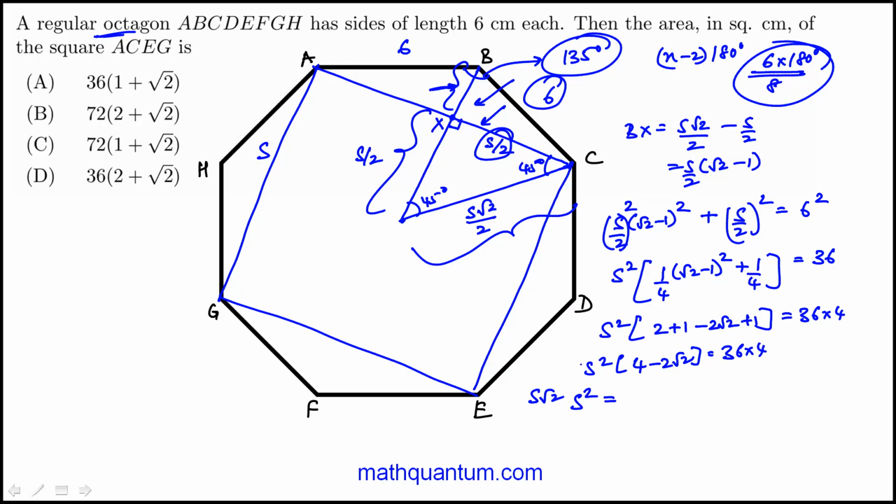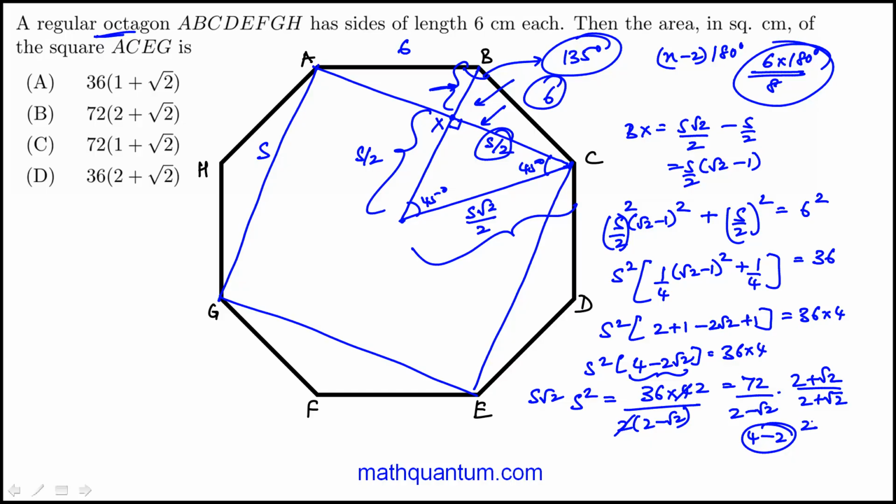S squared, because I really just need the area, so I don't need to take a square root further. I'm going to factor out a 2, so that will knock out this guy. So now we're at 72 over (2 minus root 2). I'll rationalize this, multiplying by 2 plus root 2 over 2 plus root 2. So the bottom becomes, using the difference of squares, 4 minus 2, which is 2. That knocks out this back to 36, and so we end up with S squared is 36 times (2 plus root 2), which is answer choice D.